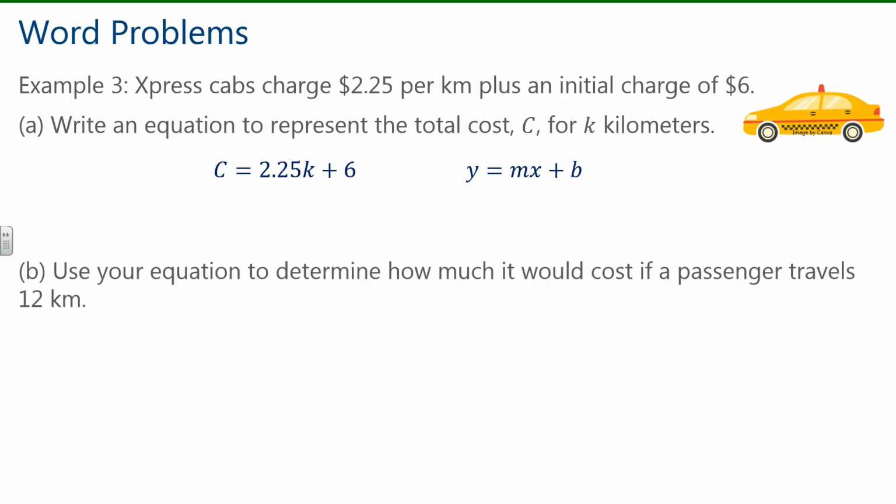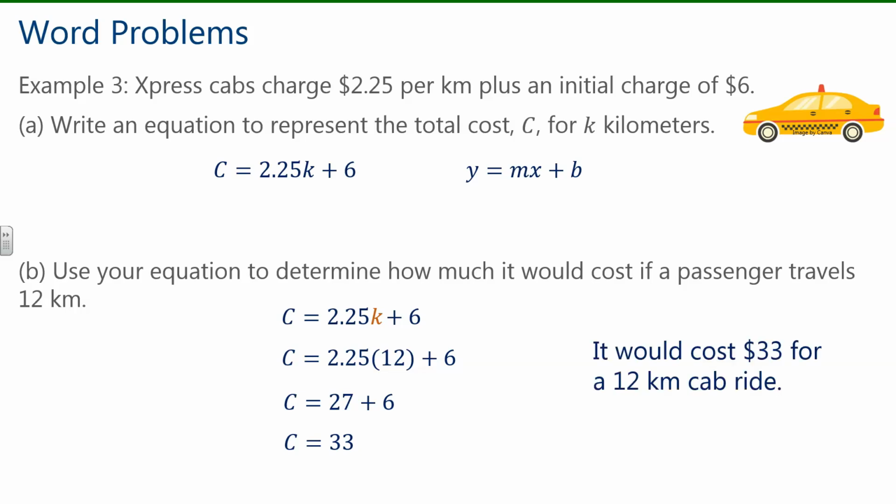So now part B of this question says, use your equation to determine how much it would cost if a passenger travels 12 kilometers. So in our equation, k represents the number of kilometers. So we'll replace k with 12. So now we need to multiply 2.25 times 12, which gives us 27. Adding 6 to that gives us 33. So now we should answer the question with a statement, since it's a word problem. So we can say that it would cost $33 for a 12-kilometer cab ride.